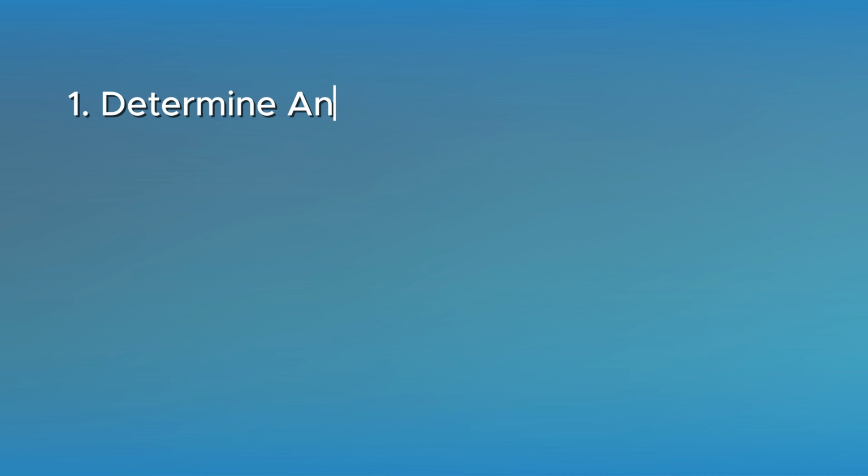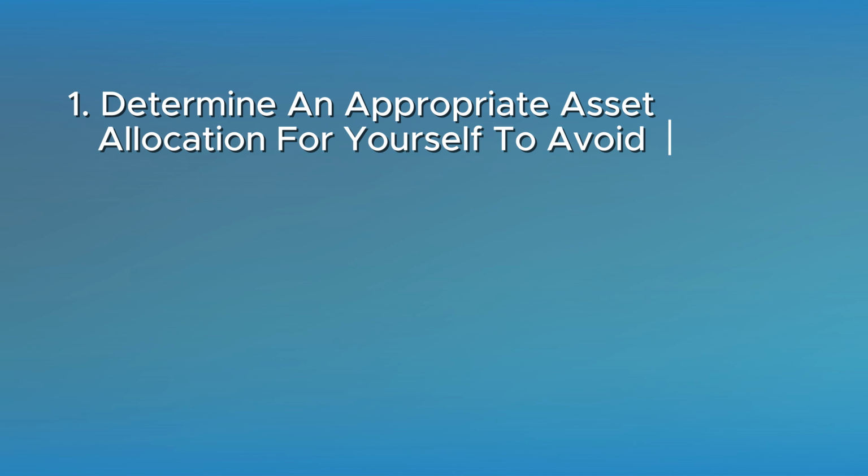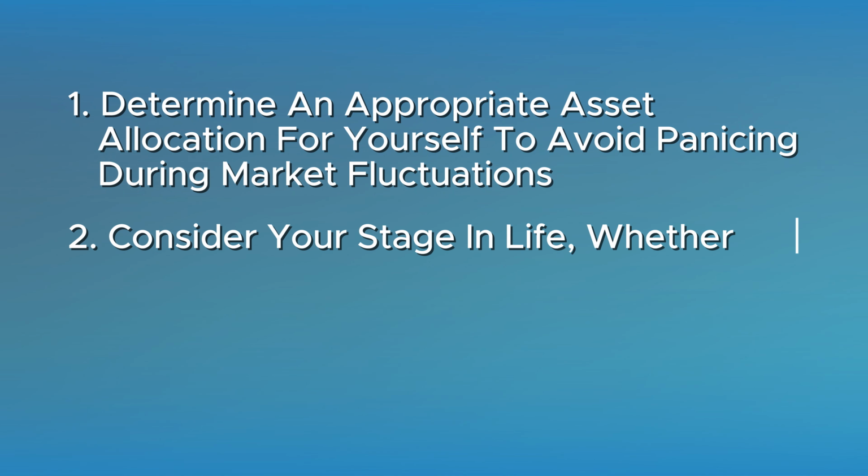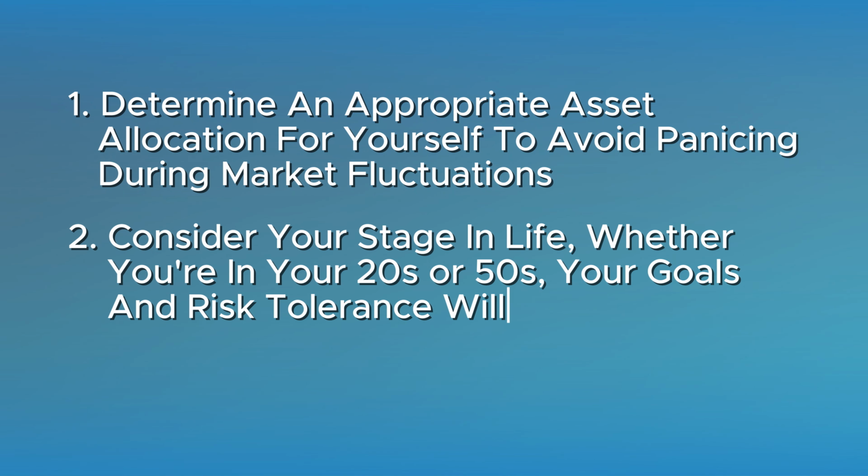Number one, determine an appropriate asset allocation for yourself to avoid panicking during market fluctuations. Number two, understand the purpose of the money you are investing so you have access to it when needed. Number three, consider your stage in life. Whether you're in your 20s or 50s, your goals and risk tolerance will likely be different. And having a plan and an appropriate asset allocation helps lay the foundation for becoming a successful long-term investor.